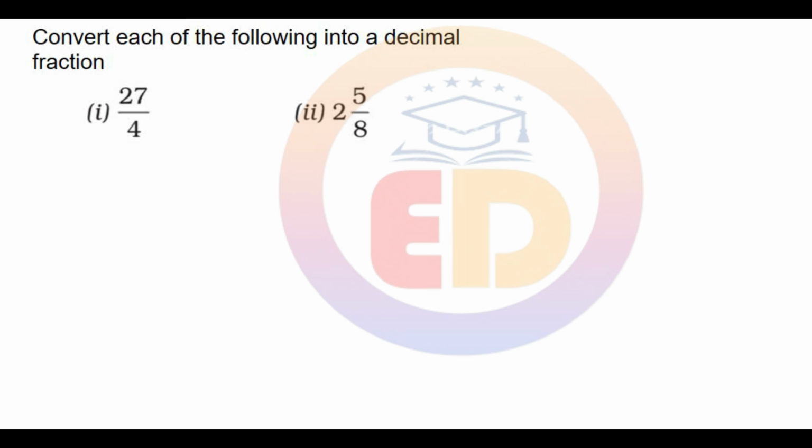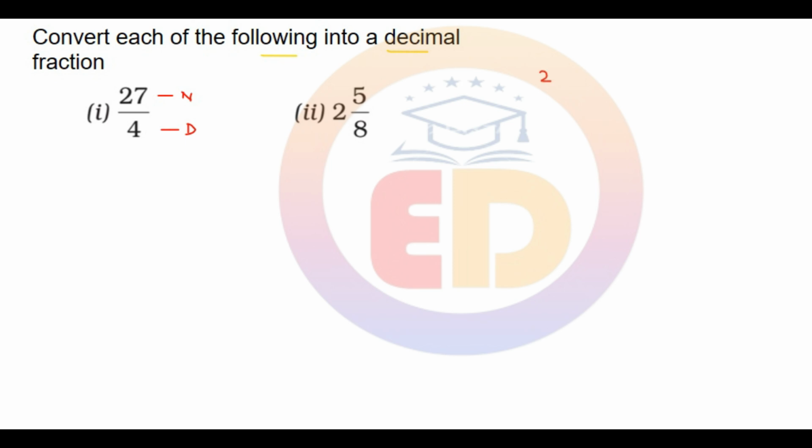Convert each of the following into a decimal fraction. The first example is 27 upon 4. This is a fraction right now. Now I have to convert it into a decimal fraction. For converting this into a decimal fraction, I will divide the numerator 27 by the denominator 4.